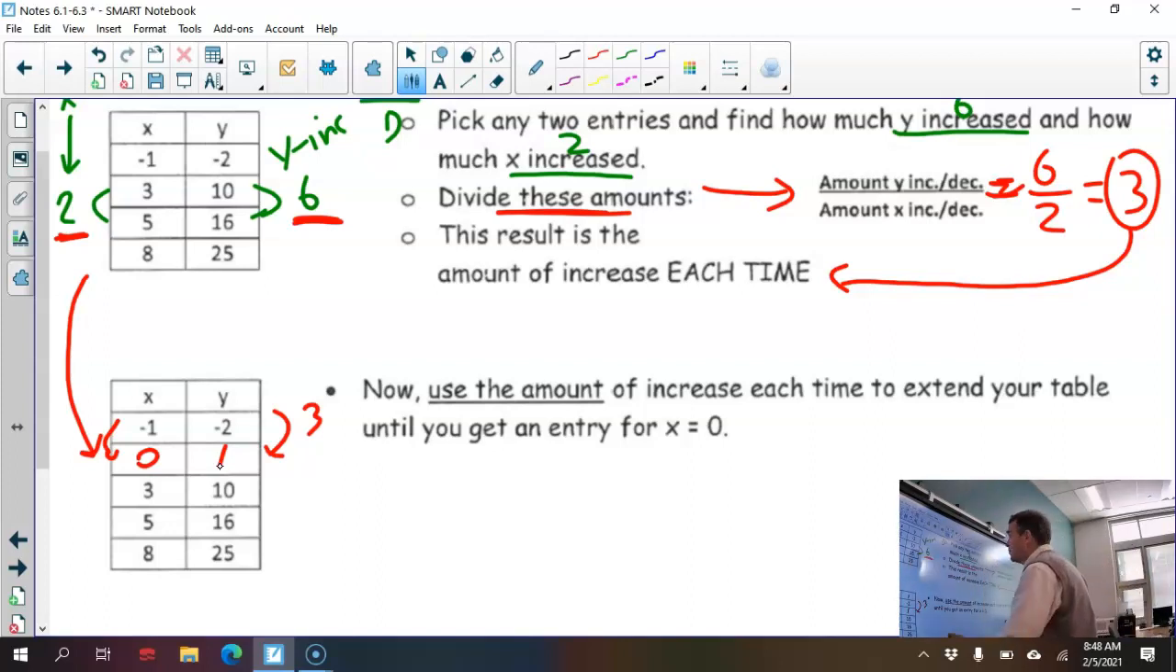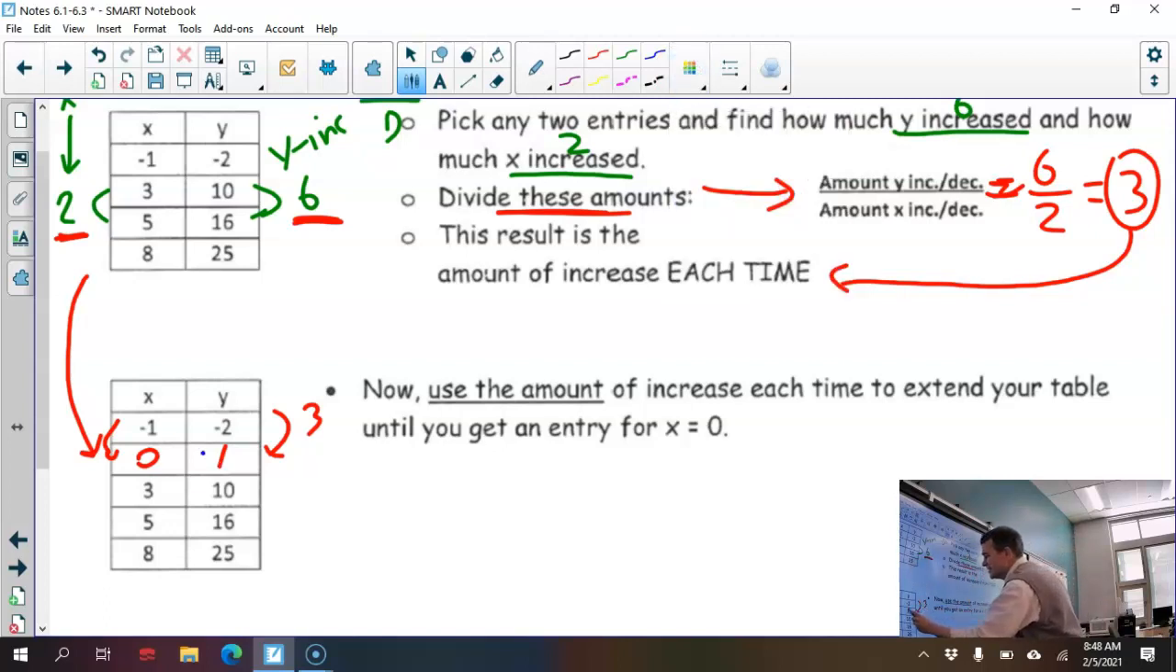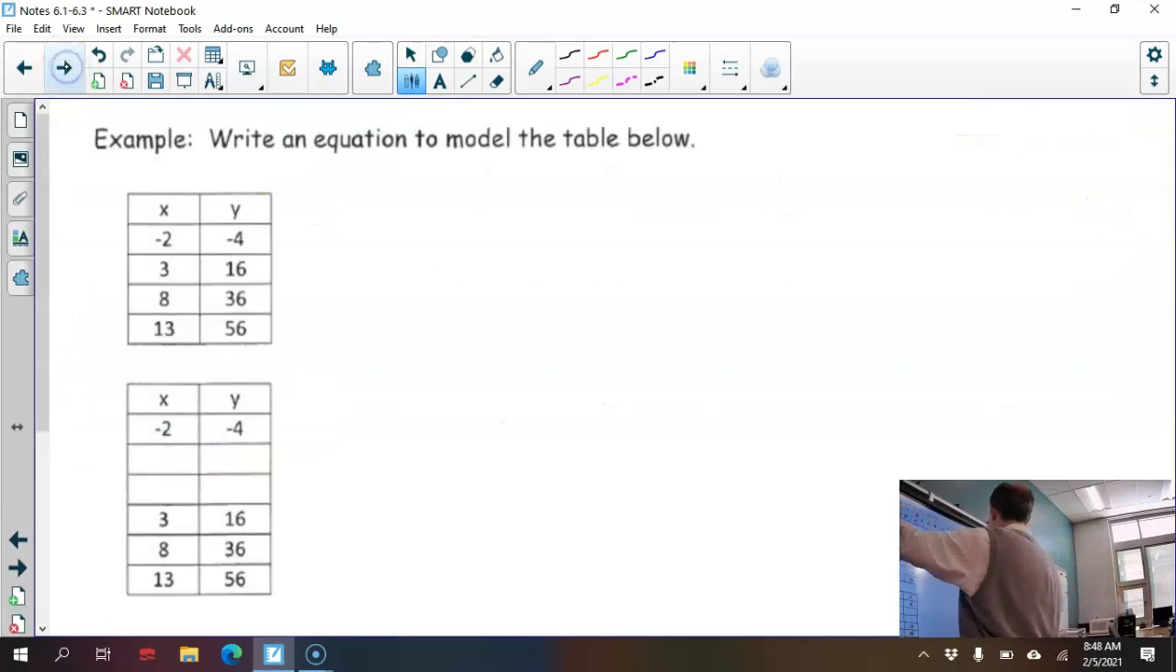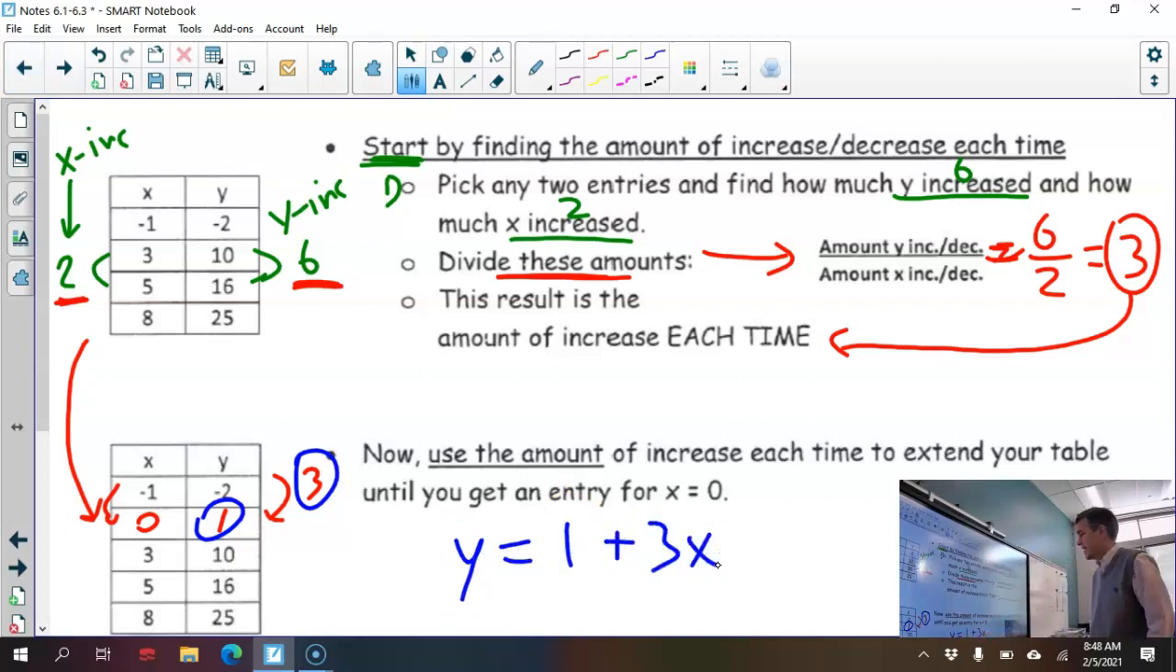And now I know my beginning amount. My beginning amount is 1. My amount of increase each time is 3. So now I can go ahead and write my equation. And my equation would be y equals the beginning amount plus the amount it goes up each time times x.